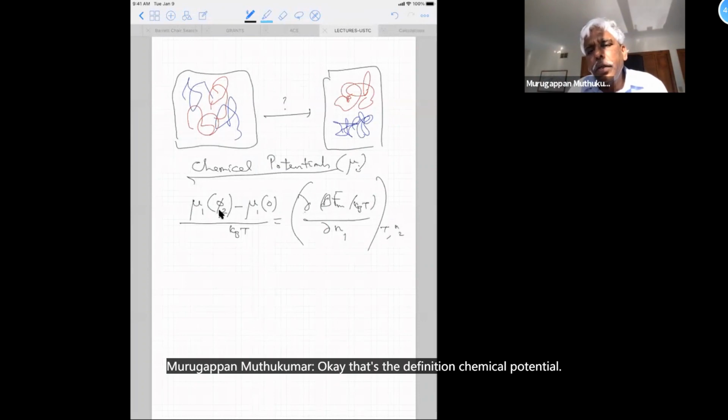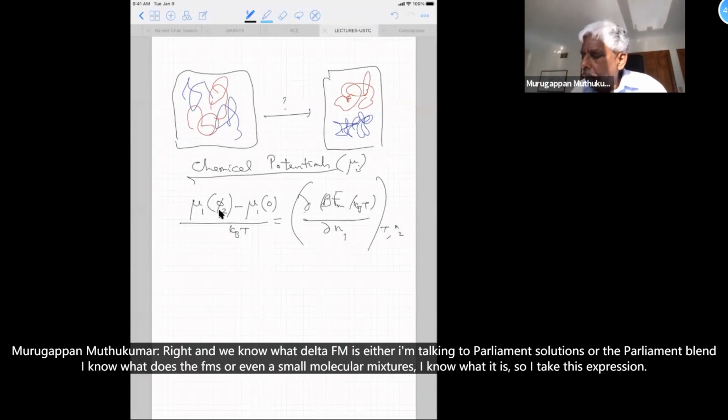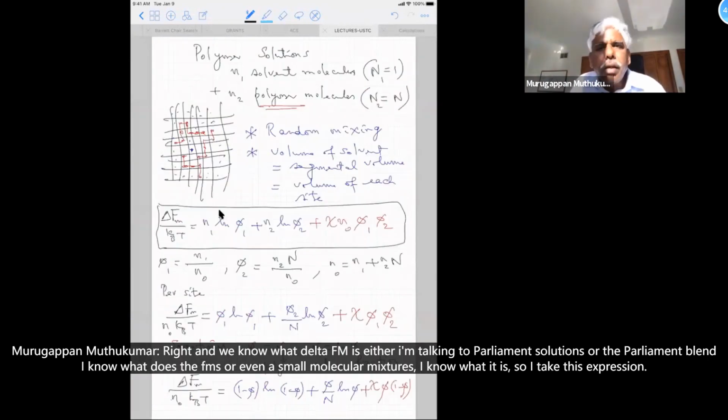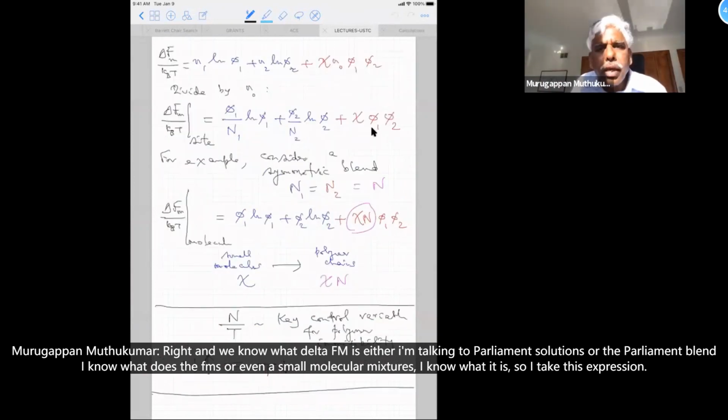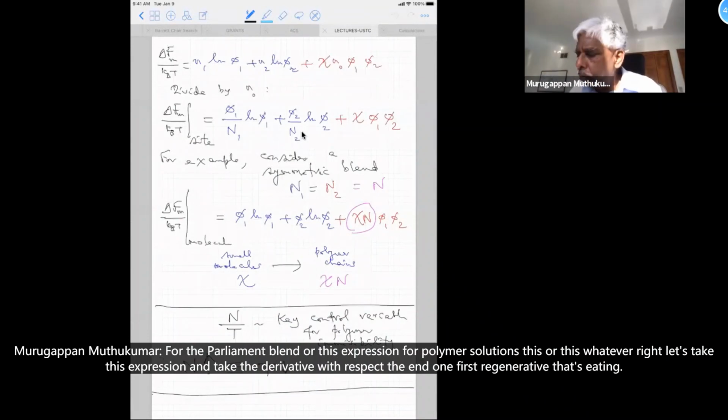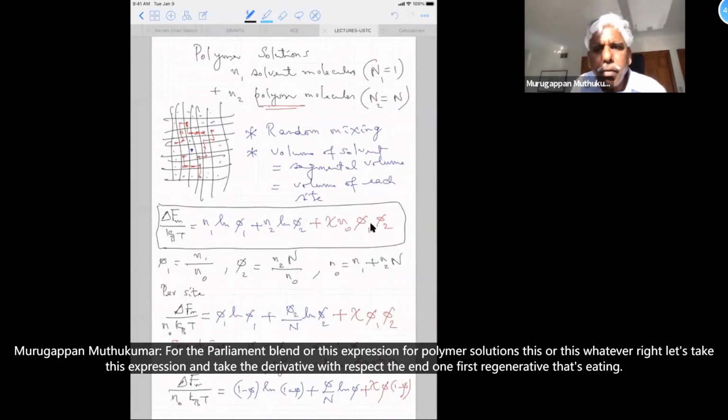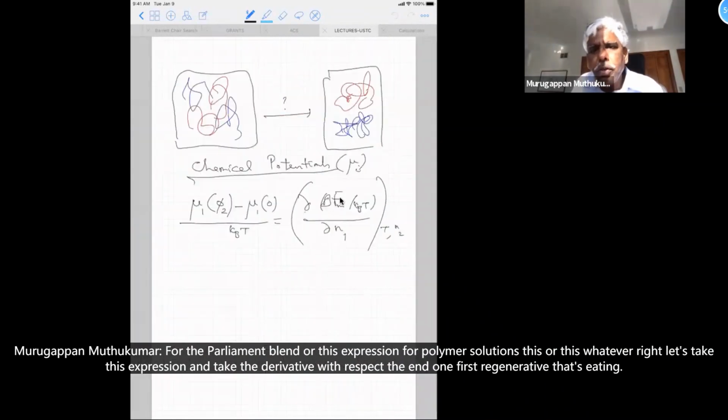That's a definition of chemical potential, right? And we know what delta Fm is. Either I'm talking about polymer solutions or a polymer blend, I know what delta Fm is, or even small molecular mixtures, I know what it is. So I take this expression for a polymer blend or this expression for polymer solutions, whatever. Let's take this expression and I take the derivative with respect to N1, first derivative, that's easy to do.